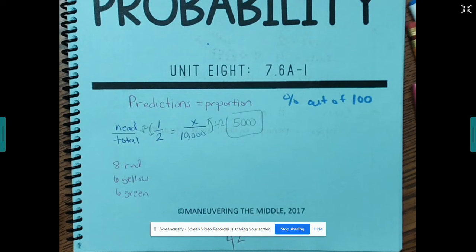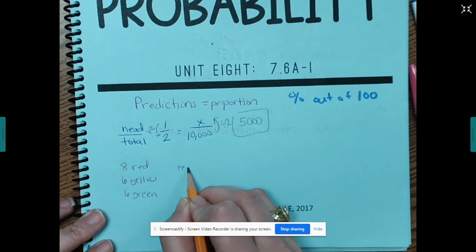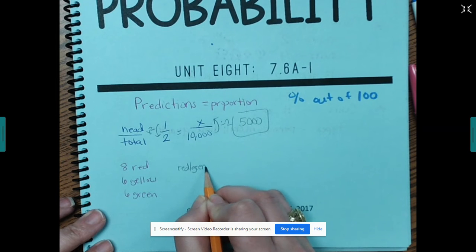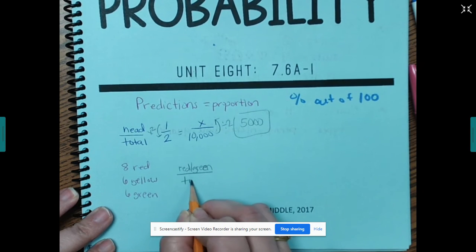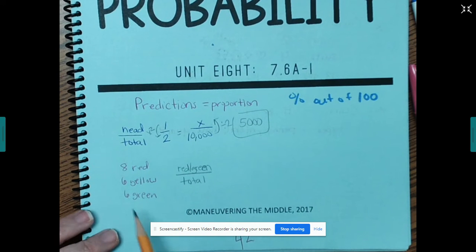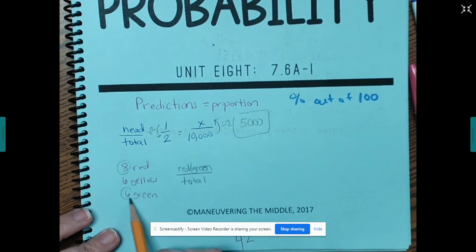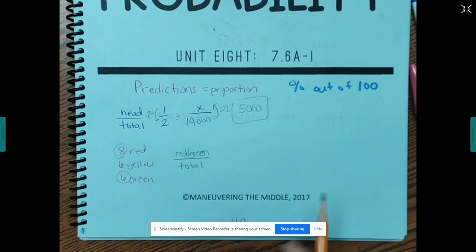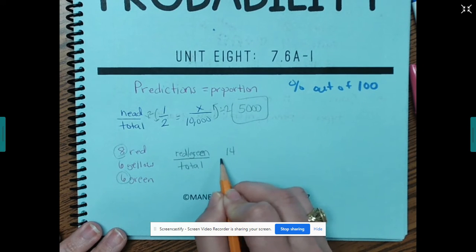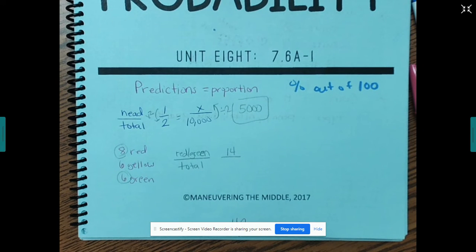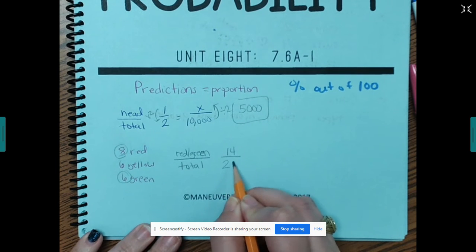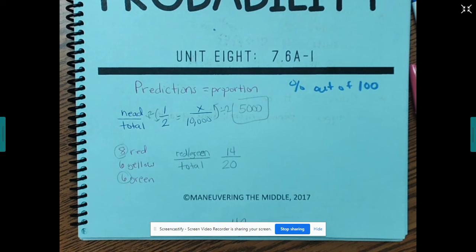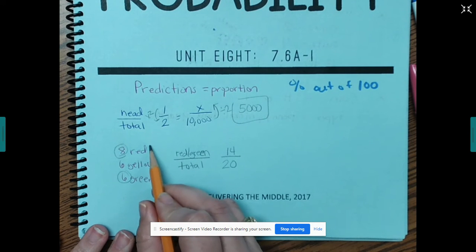So first thing I need to do, I'm looking for red or green, and I'm always putting it over the total. So red or green: there's 8 red, 8 green. How many are red or green? If you said 16, that is correct. And then we also need the total. What is the total? Awesome. If you said 22, you are correct. So again, these numbers came from the data right here.